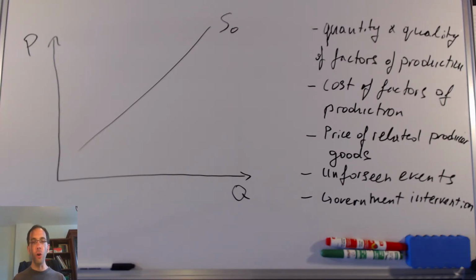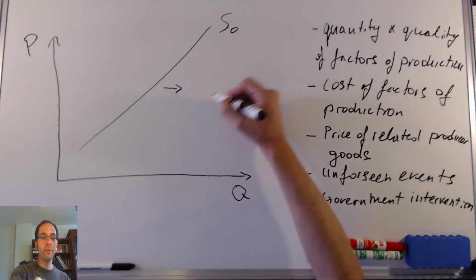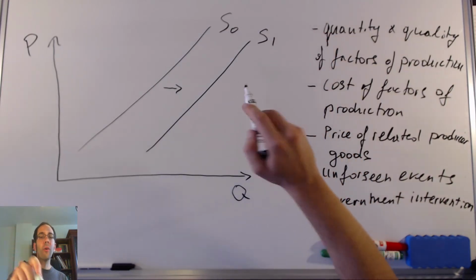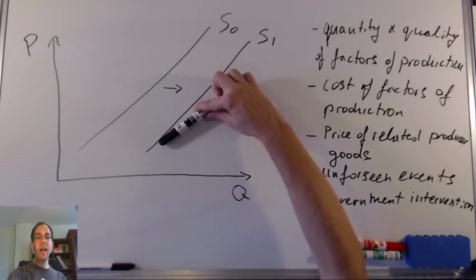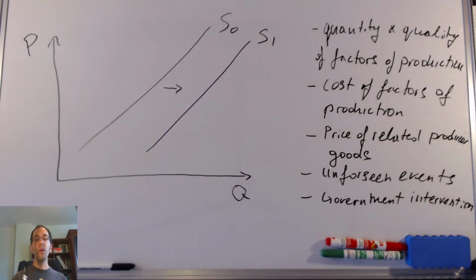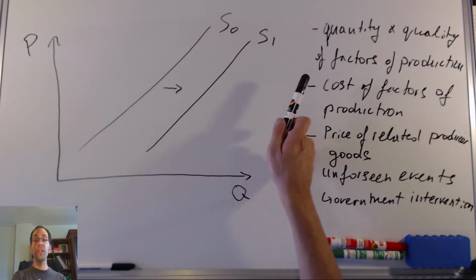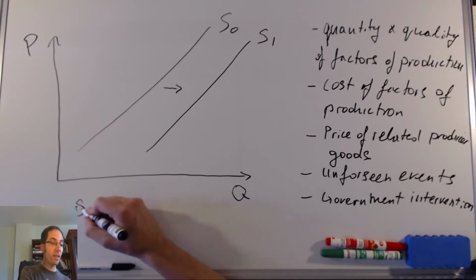Now, how do we draw an increase in the supply? The idea is to have more quantity supplied for the same price level. And we can do this by shifting the supply curve to the right like this. Now, don't be fooled to think that S1 lies below S0. On the contrary, S1 lies further away from the origin than S0, which means that S1 is greater than S0.